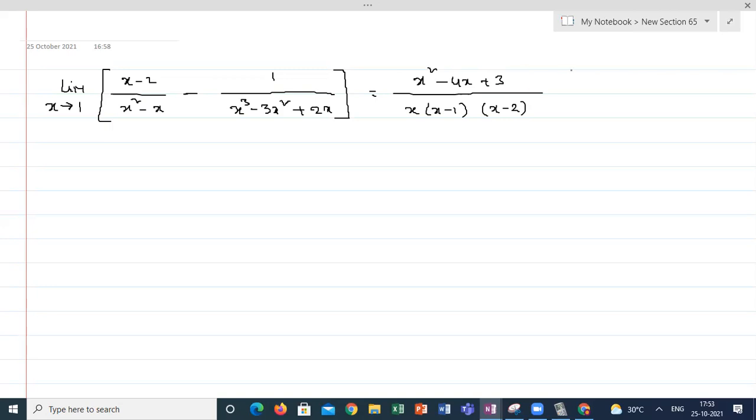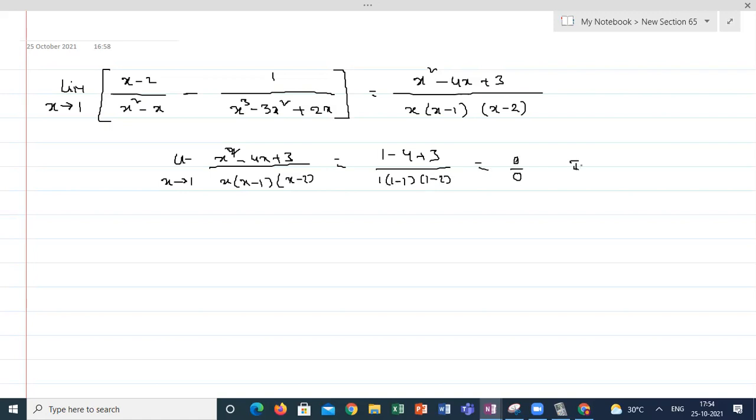Anyone got the answer? Limit x tends to 1, x square minus 4x plus 3 into x minus 1 into x minus 2, will be equal to 1 minus 4 plus 3 divided by 1 into 1 minus 1 into 1 minus 2, which will give 0 by 0, indeterminate form.